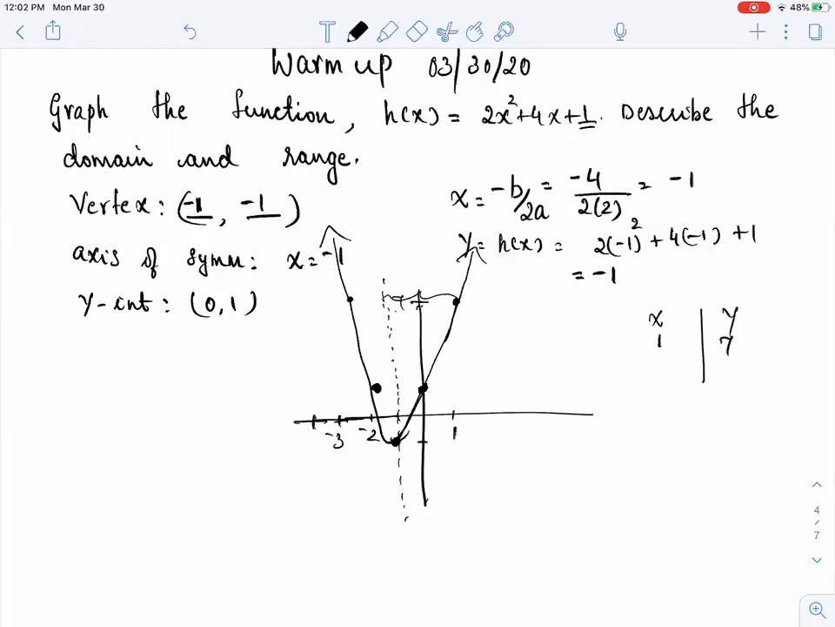Okay. So because this is in the standard form, this seems like an easier way to graph it. You can start with the vertex. You find the x coordinate, then the y coordinate, plot it, axis of symmetry, y-intercept, flip it, an extra point, flip it. So 5 points altogether.